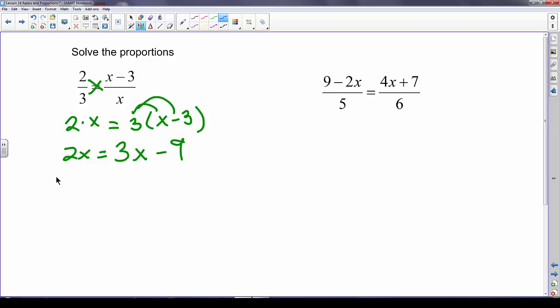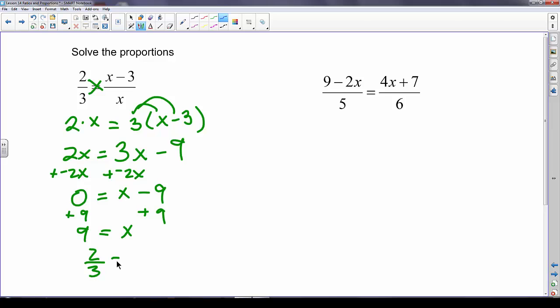Let's see, what do I want to do first? I think I'll add a negative 2x to both sides, because I like keeping my x's positive. 2x minus 2x is 0, and I have x minus 9 is equal to 0. So I'm going to add 9 to both sides, and x will equal 9. And just to check, I have 2/3 is equal to 9 minus 3 over 9, which is 6 over 9, and that reduces to 2/3. So I'm good to go.